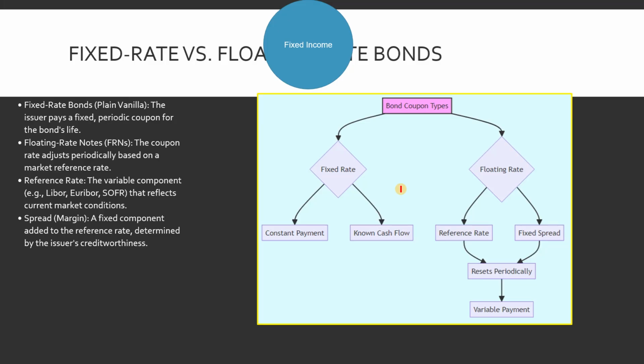So let's distinguish the two primary coupon types, which are fixed rate bonds and floating rate notes. Often these are plain vanilla bonds, like the fixed rate bond we have learned previously. Here the coupon payment never changes. If you buy a 5% bond, you get 5% every year until maturity. In contrast, floating rate notes have a variable coupon. Their interest rate resets periodically, usually quarterly or semi-annually.